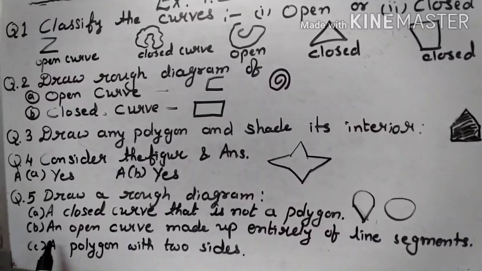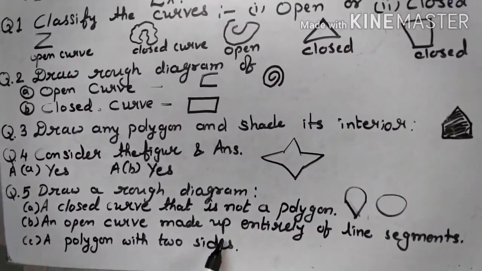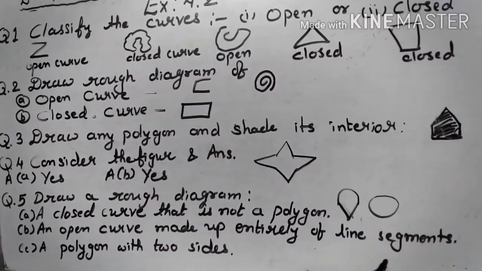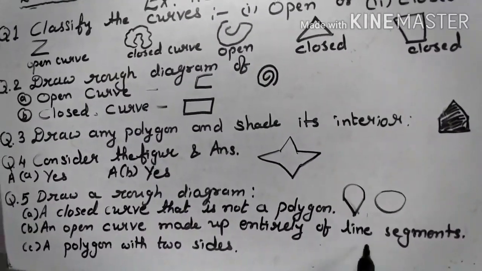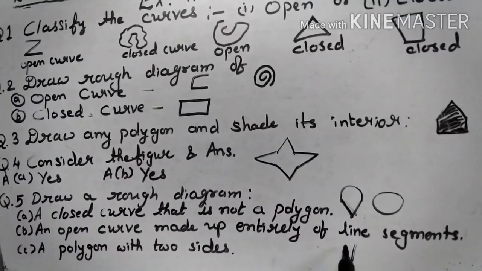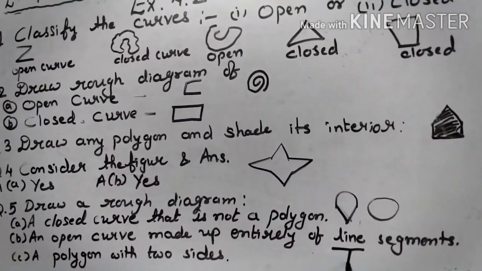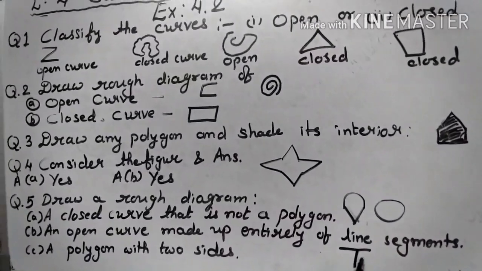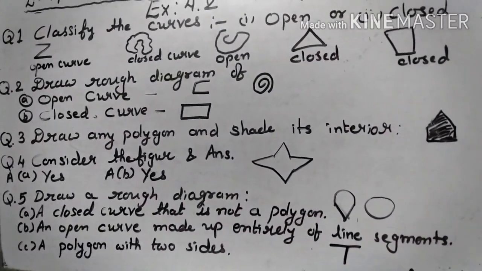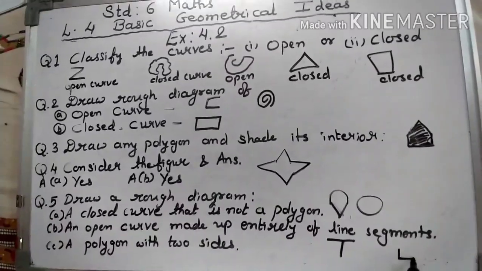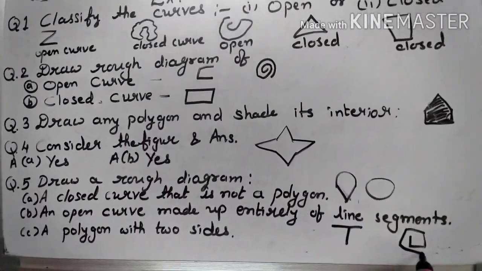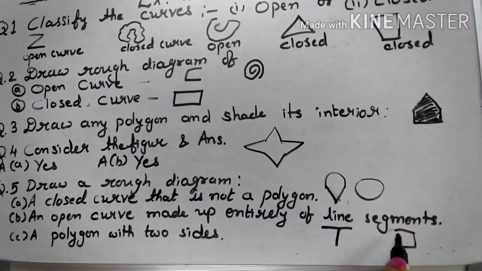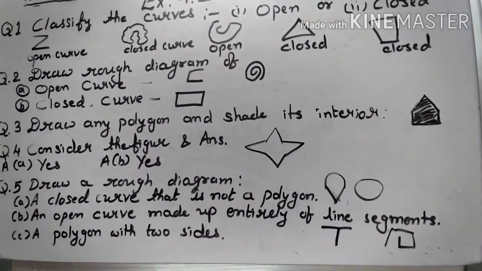Our B part. An open curve made up entirely of line segments. Now you should understand that it should be open. So I have drawn here this rough sketch. See, it is an open figure and it is made up of line segments. You can also draw like this. This is also an open figure made up of line segments.